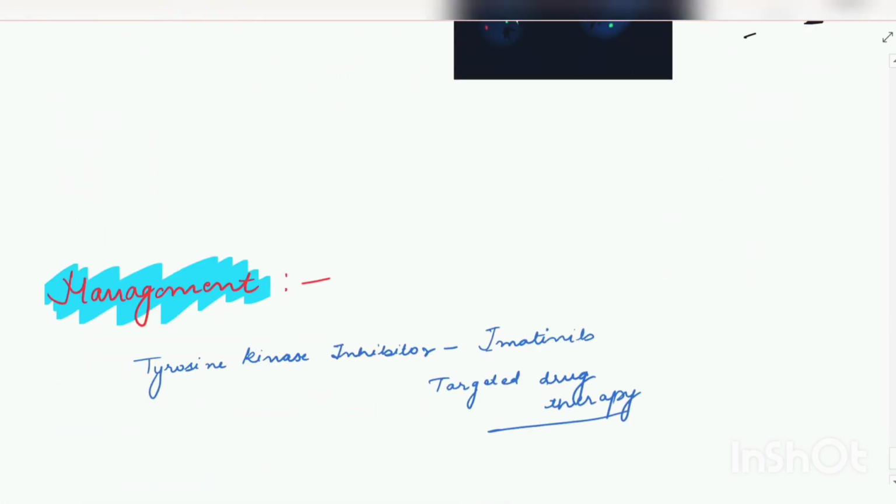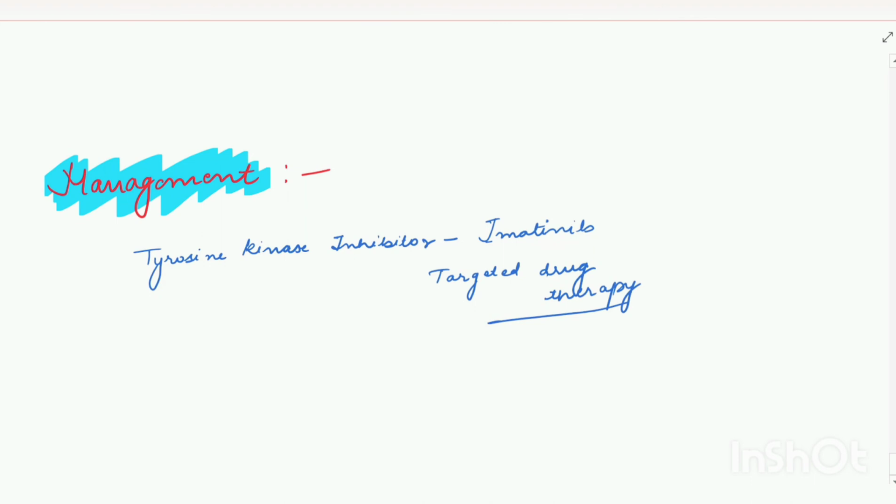Now moving forward, how do we manage? We discussed that the BCR-ABL fusion gene product will form tyrosine kinase, right? And tyrosine kinase will increase proliferation of cells and decrease apoptosis. So of course, we can manage it by giving a tyrosine kinase inhibitor like imatinib. This is targeted drug therapy.